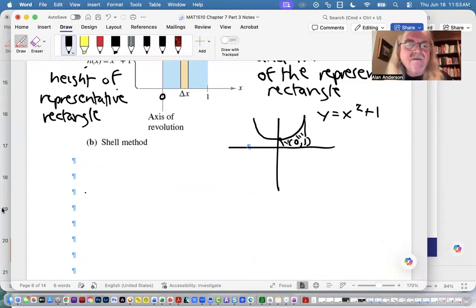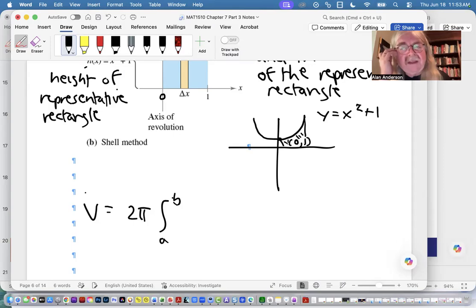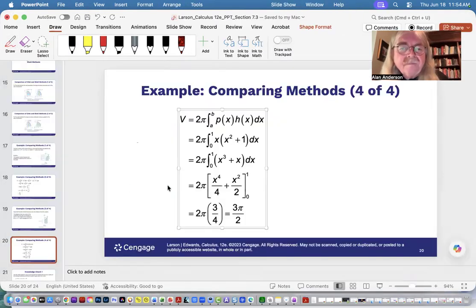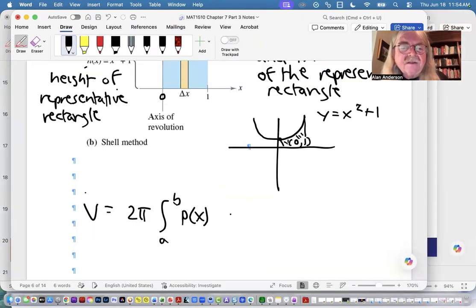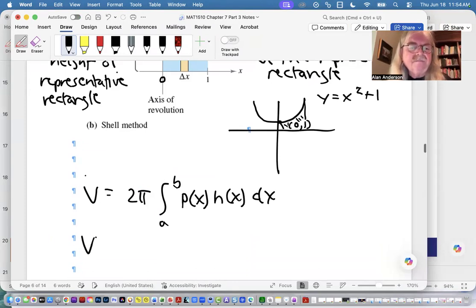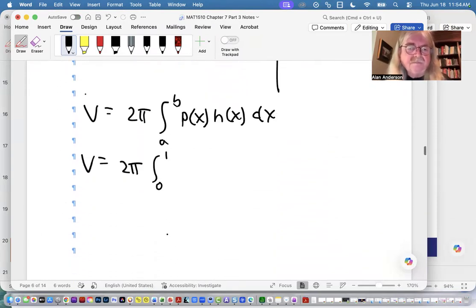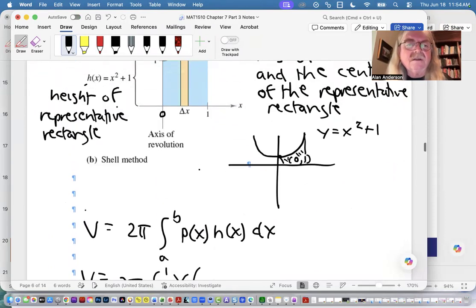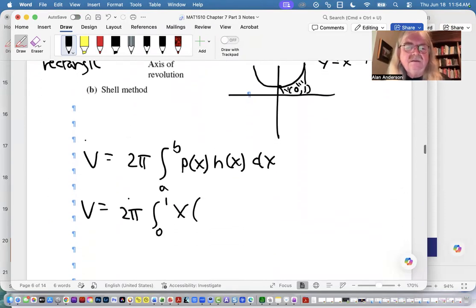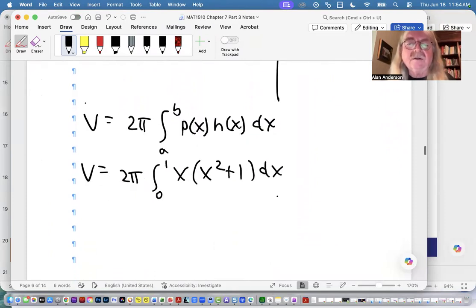And so let's write that down. 2 pi integral from a to b. Remember, the way they've been writing these, a and b are supposed to represent x coordinates, c and d are y coordinates. Then we have p of x, h of x, dx, and then we just plug everything in. p of x was just plain x. h of x was x squared plus 1, dx.